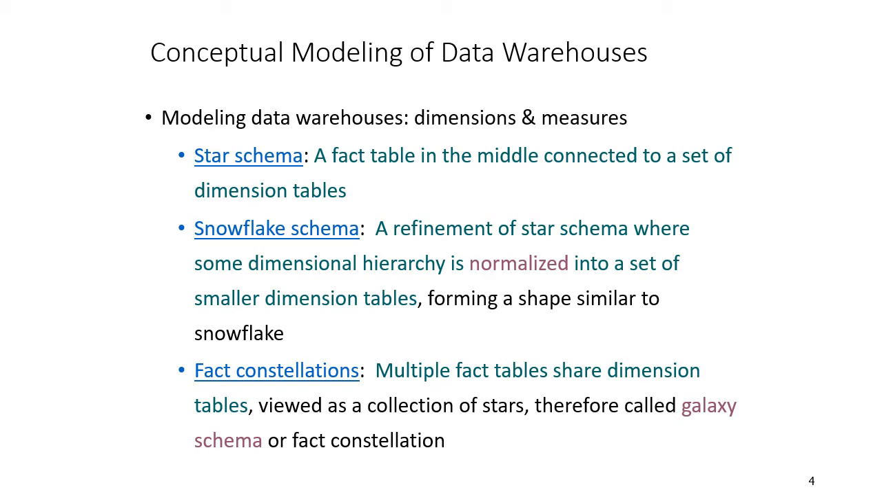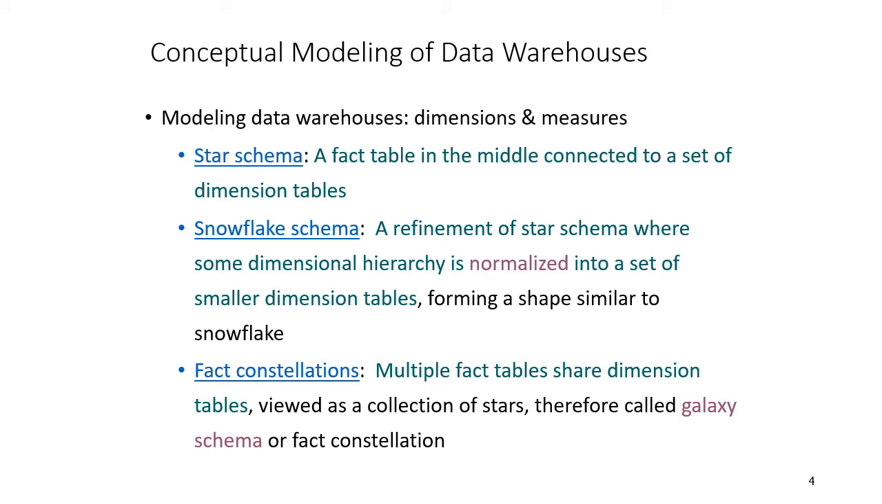So now we'll talk about the schemas of data warehouse. Modeling requires the two tables we had. First is the dimension table, and second is our fact table. So star schema is a schema in which there is a central fact table and it is surrounded by multiple dimension tables.